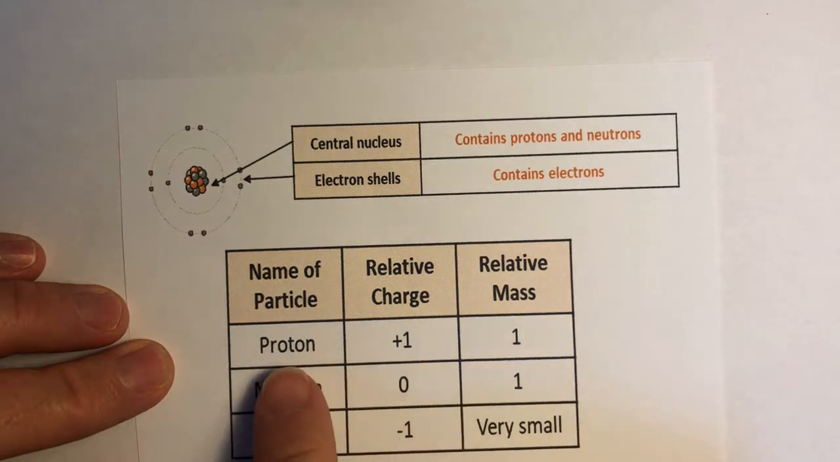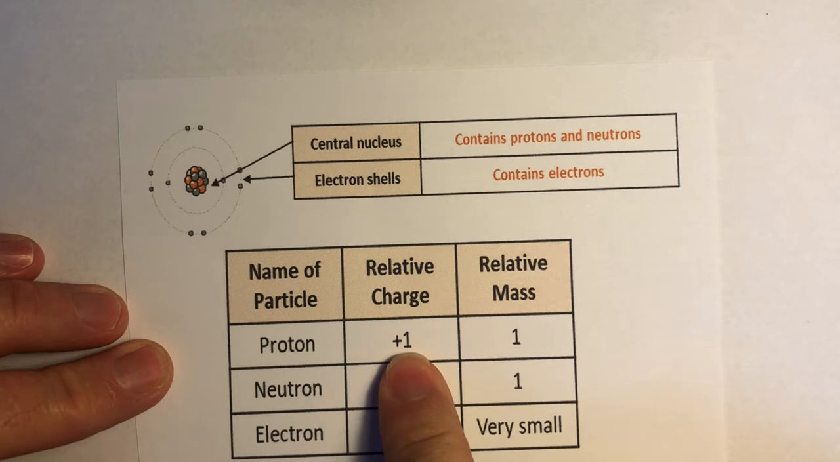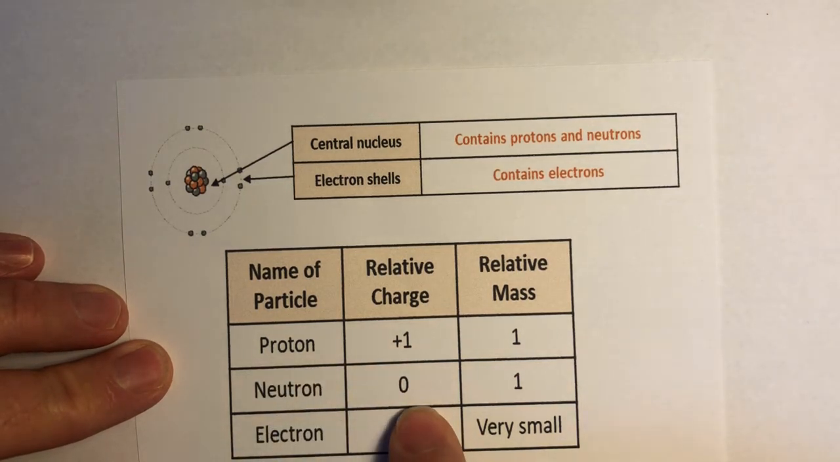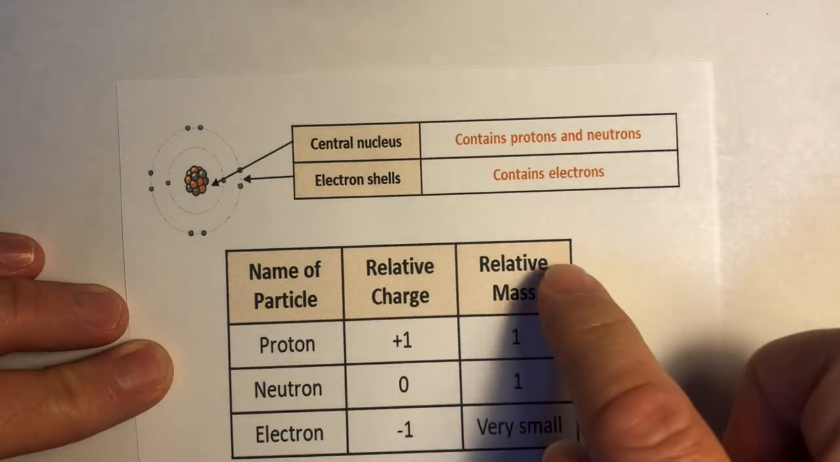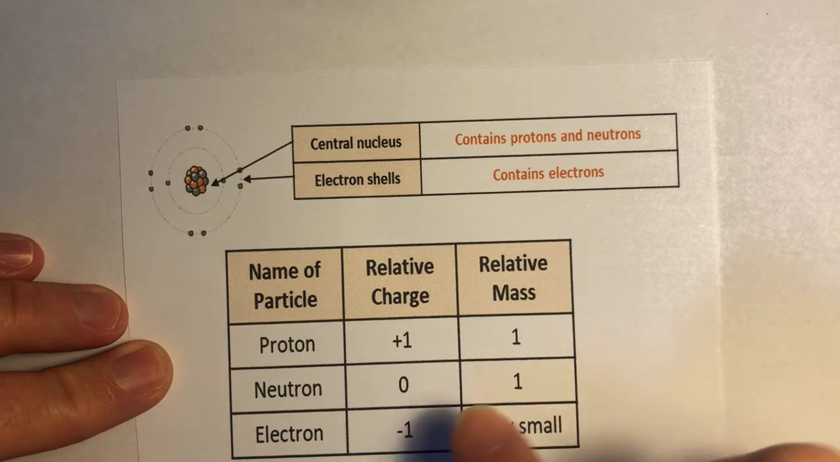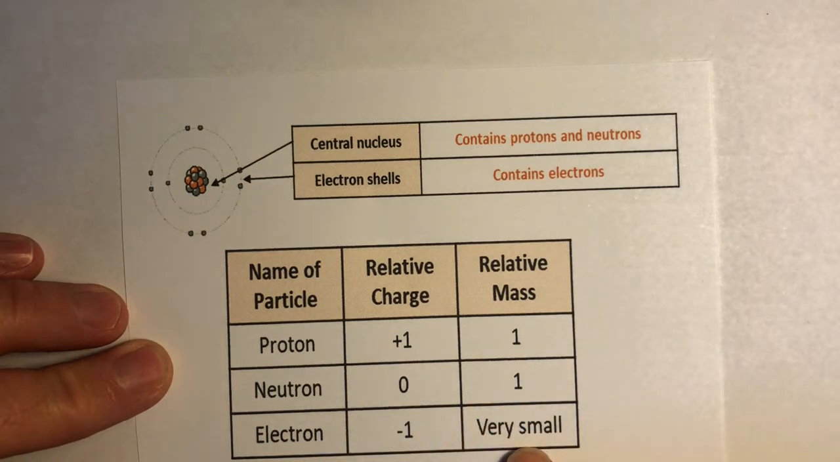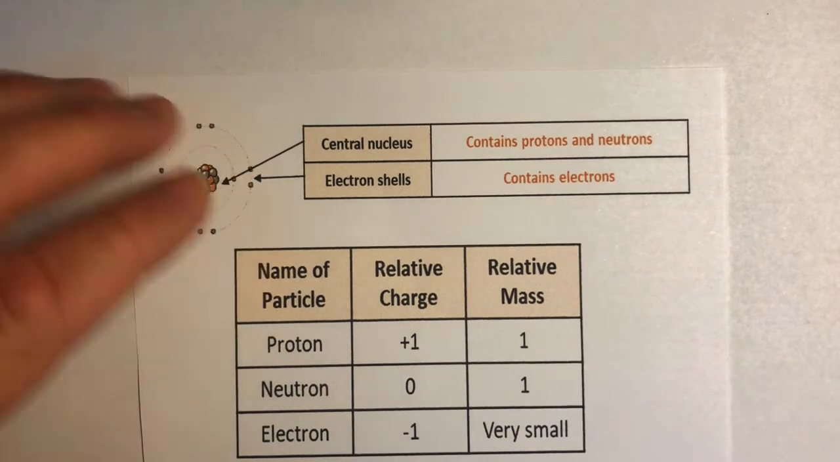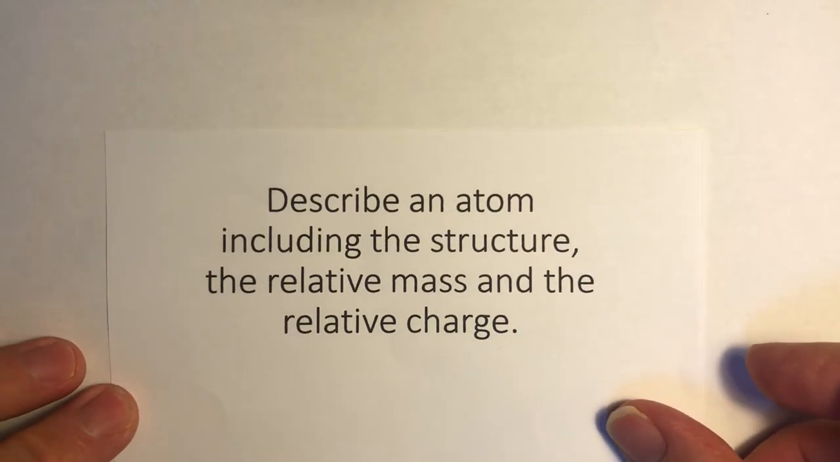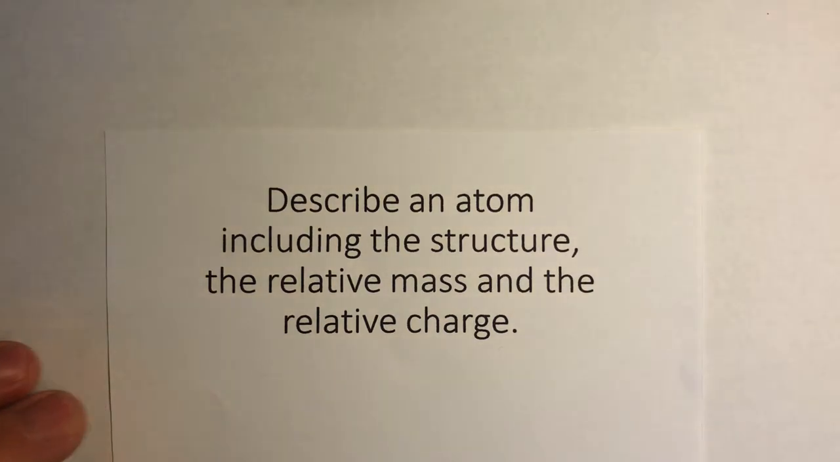Inside the nucleus, we've got protons and neutrons. A proton has a relative charge of +1. A neutron has a relative charge of 0. An electron has a relative charge of -1. The masses of a proton and a neutron are both 1. They're the same. The mass of an electron is very small. That is then answering the question: describe an atom, including the structure, the relative mass, and the relative charge.